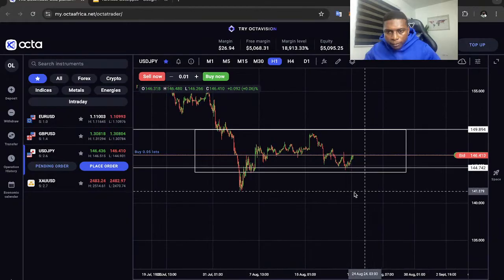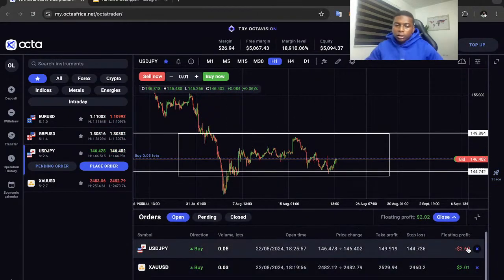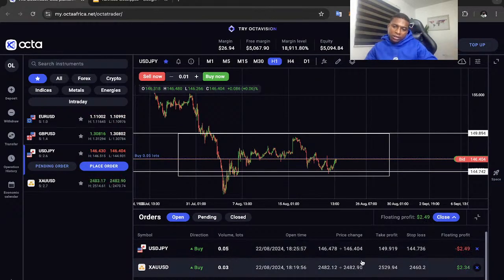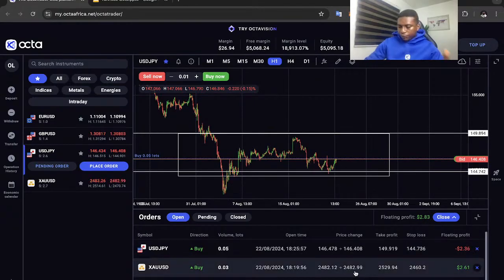Awesome. So of course, from what I explained, you must have seen how I set the order using the OctaTrader. For those who are also just using the OctaTrader or signing up, you must have understood how to set and place orders using the OctaTrader.